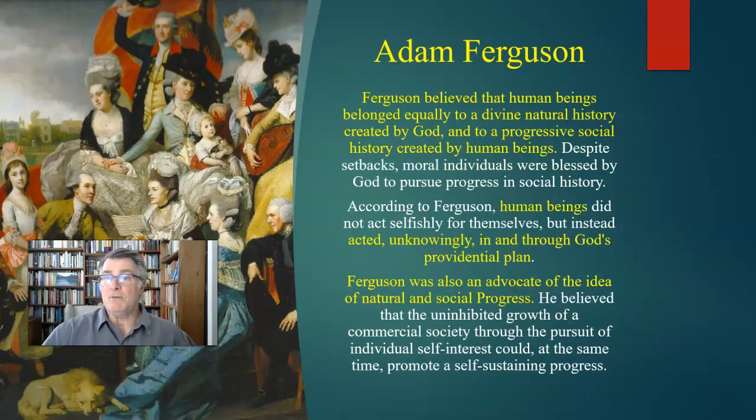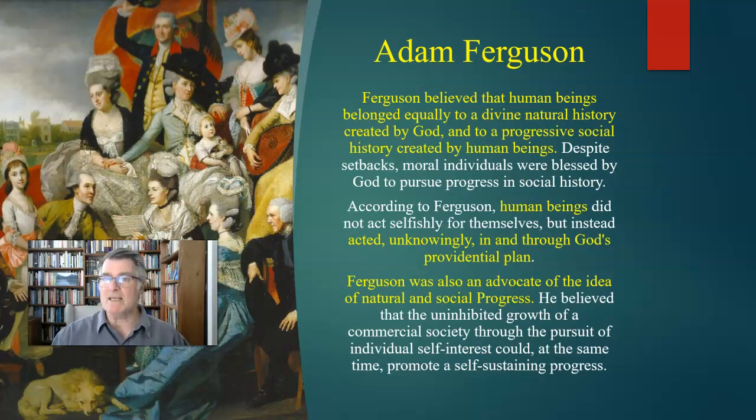So Ferguson also believed that human beings belong equally to a divine nature, right? The natural history created by God, as well as this progressive social history that's created by human beings. Because if you remember back to Plato, Plato said that reason was our connection with the gods, right, in the plural. And so Ferguson kind of looked at it the same way, that we had a kind of divine natural history and looked at the movement of history as something that was not only ordained by us, but also divinely ordained. This is what God wanted us to do. That's the way he looked at it.